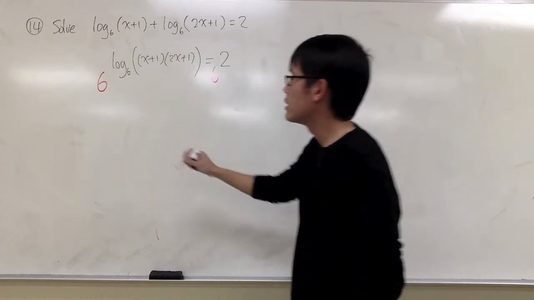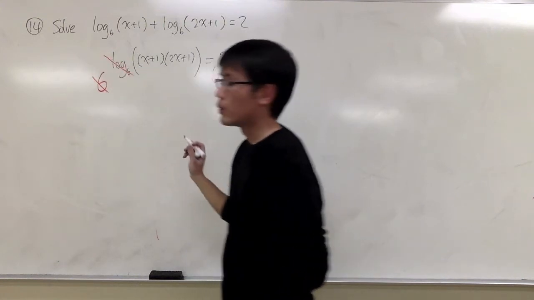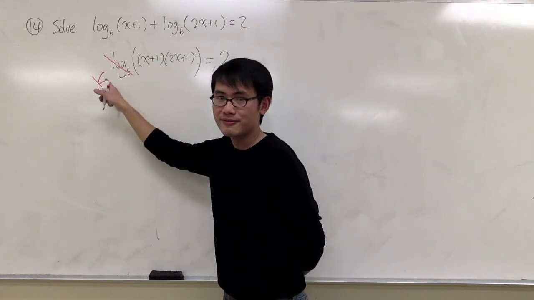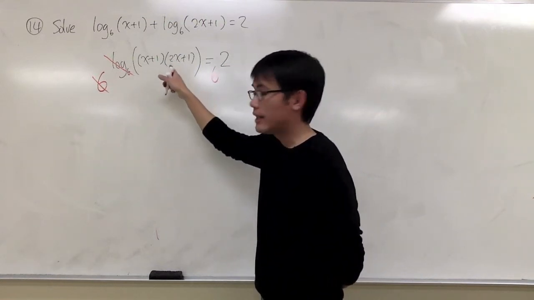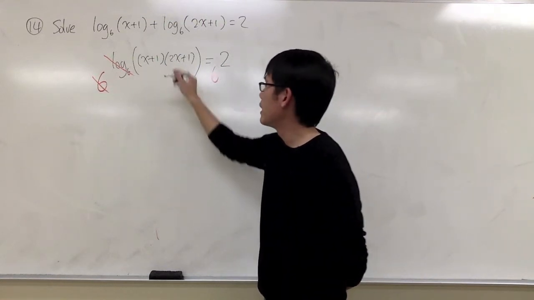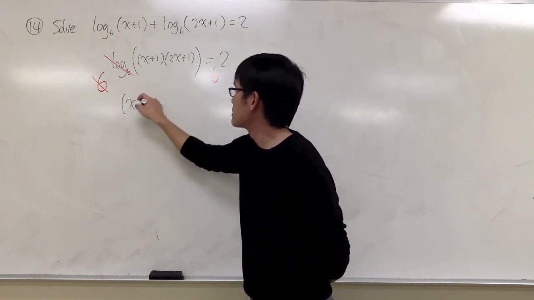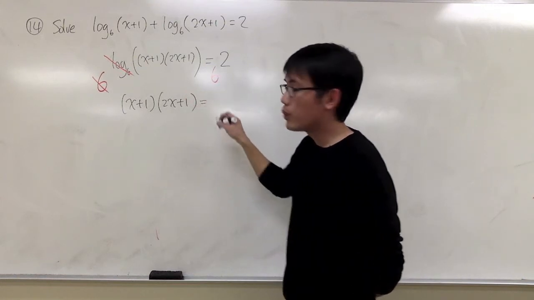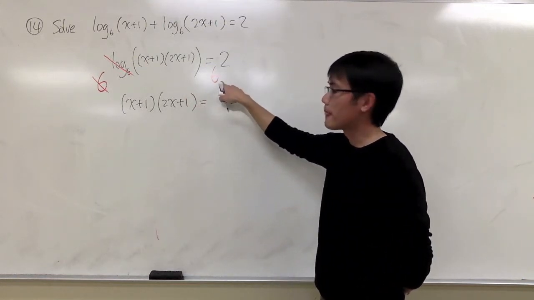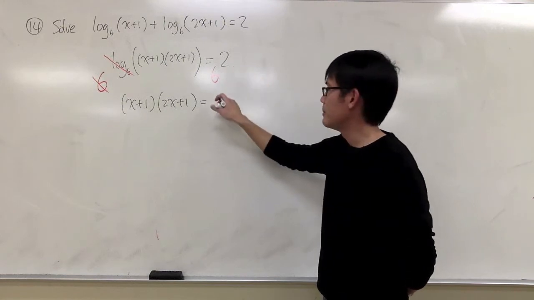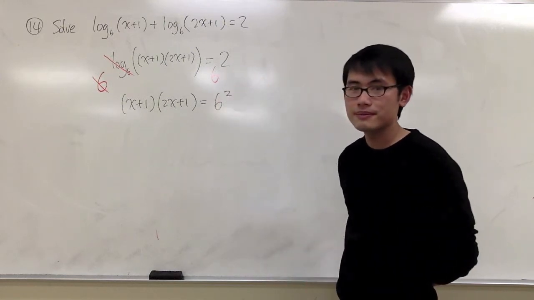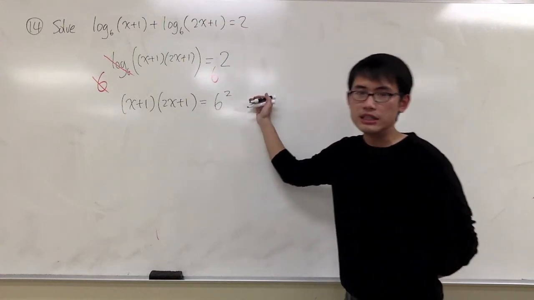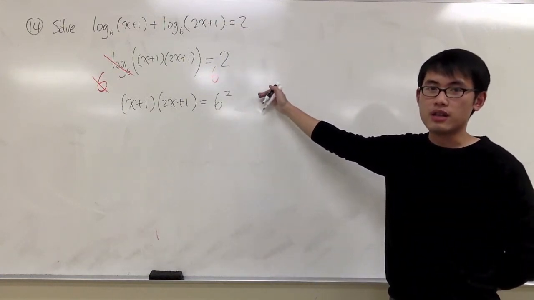If I do that, the 6 and the log base 6 will cancel each other out. The bases have to match. And then what I will end up with is just the inside right here. I will have x plus 1 times 2x plus 1, and that will equal 6 to the second power. Let me write this down as 6 to the second power. So this is the necessary change that we have to make before we can proceed. That's how we can get rid of the log.